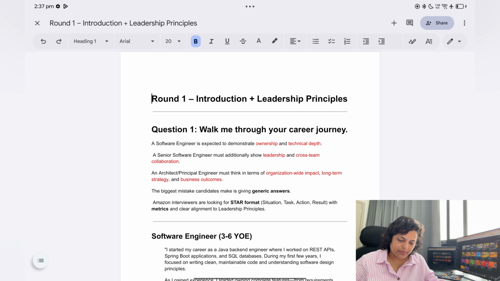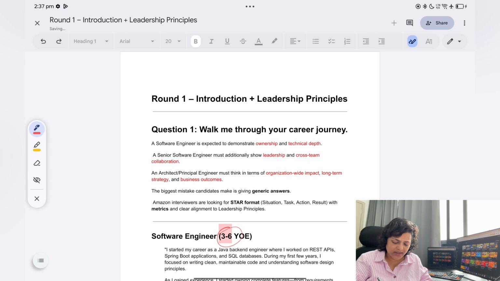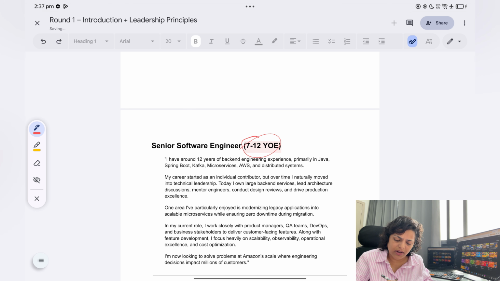For example, a software engineer is expected to demonstrate ownership and technical depth. So a software engineer should get ownership and technical depth based questions, because that is relevant for his years of experience. Software engineer, generally 3 to 6 years we will be considering. Then senior software engineers should additionally show leadership and cross-team collaboration, around 7 to 12 years of experience.